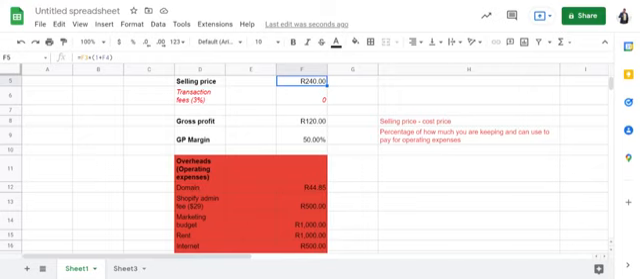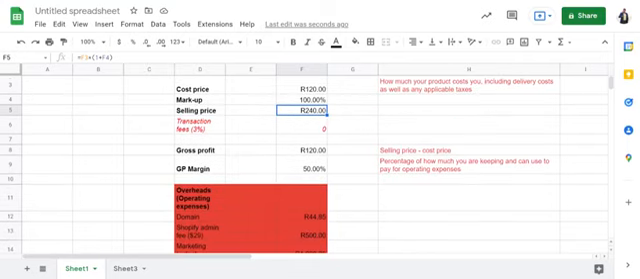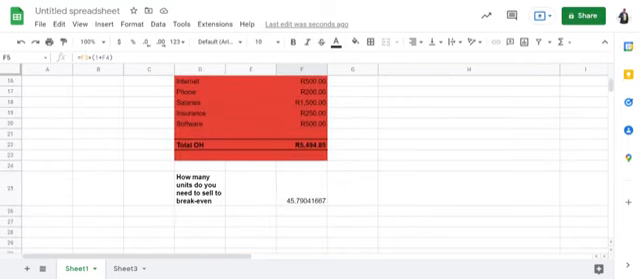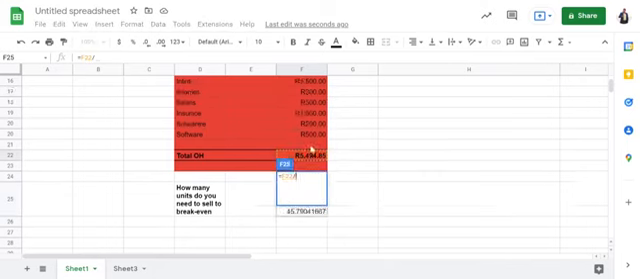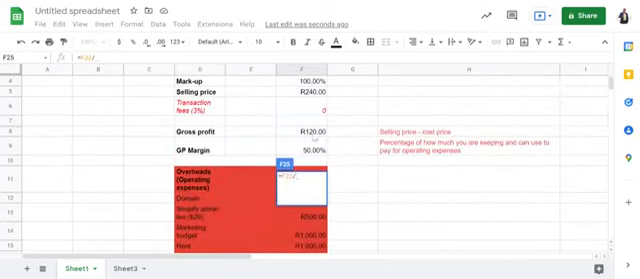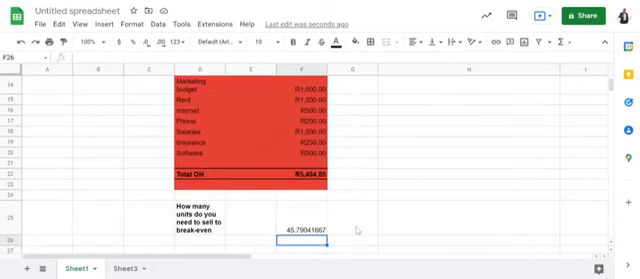Now you are keeping 50%. Like I said earlier, your markup and your GP margin will never be the same. But this time you are keeping 50% of the money, which is good. But your overheads stay the same; they don't change. Correct. So now you need to now sell, this equation is not right.